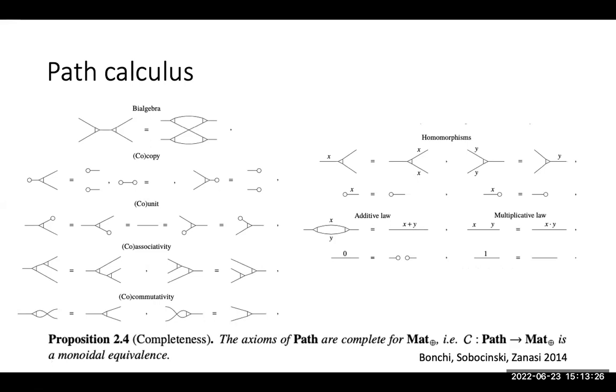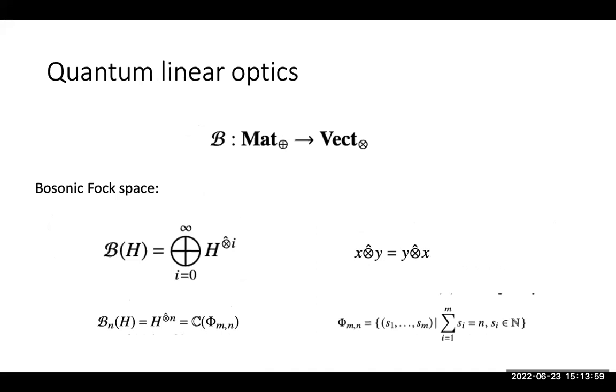So one can show that these axioms are complete for the category of matrices with biproduct. So in fact, there's an equivalence between the path calculus and this category Mat plus. And it was first shown by Bonchi, I think. I'm actually not 100% sure that this was the first time it was shown, because it's a very trivial statement, but it was definitely used by Bonchi, Sobocinski, and Zanasi in 2014 to model signal flow graphs. So yeah, this is the classical story.